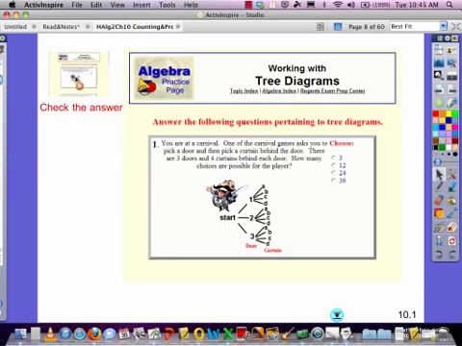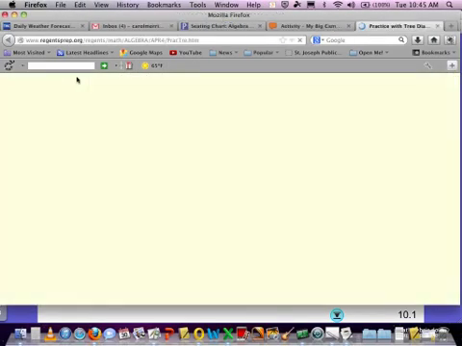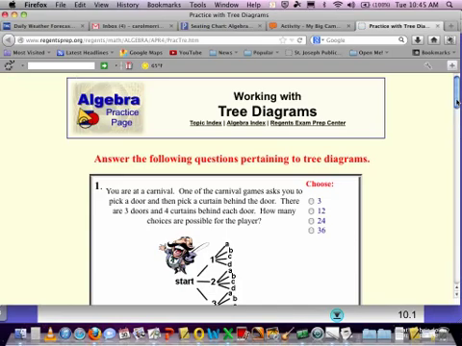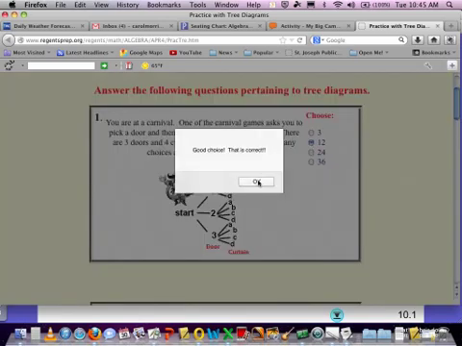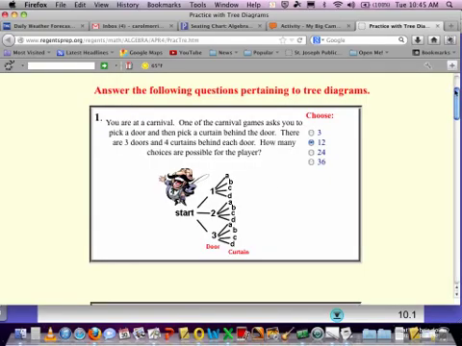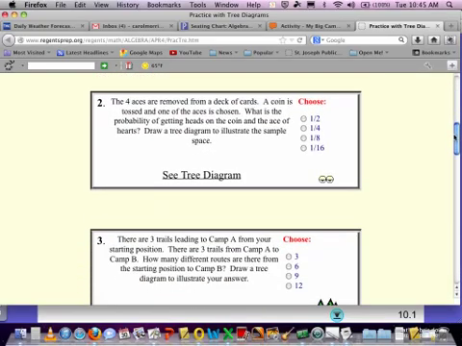Now, if we go and check these, and we say our answer is 12, you can see that good job. That is your first guess, and it was correct. Another example of the same thing, and you can work through these on your own.